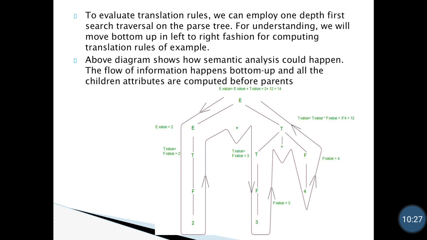So we are using bottom up in left to right fashion whenever we get some value. As you can see here, we get 2, then that is assigned to F dot value, then T dot value is equal to F dot value, that is equal to 2, and to E dot value we are assigning 2, and at the end when we are performing the plus operation E plus T, then we are assigning E dot value is equal to E dot value plus T dot value. Our result will be 14.